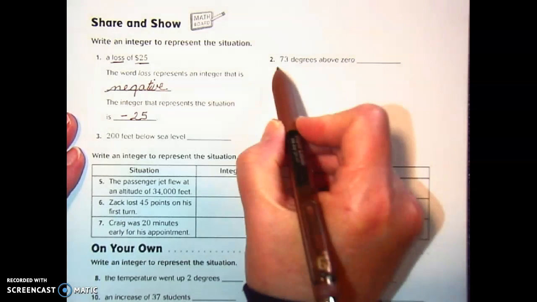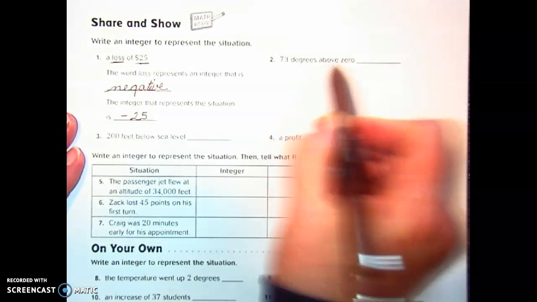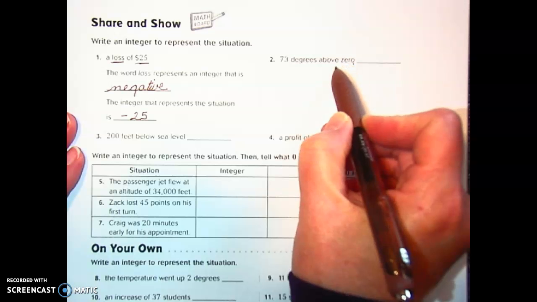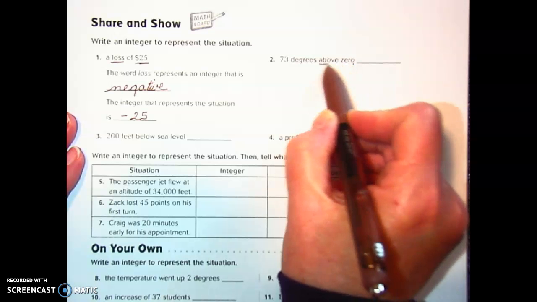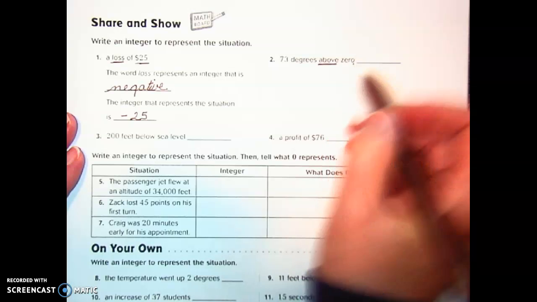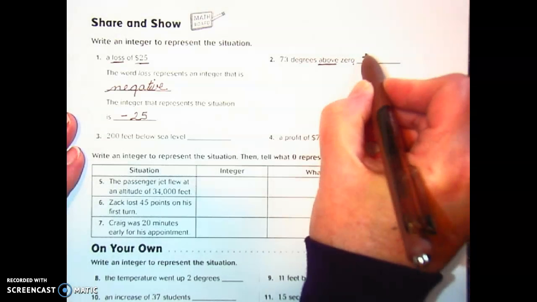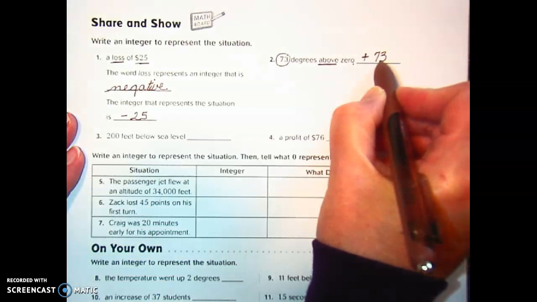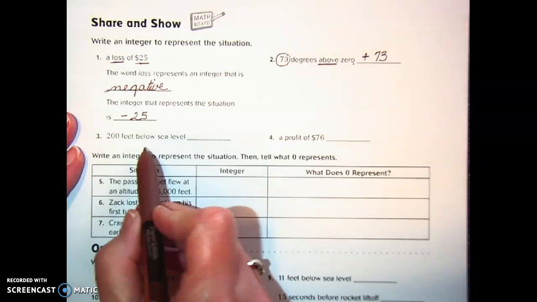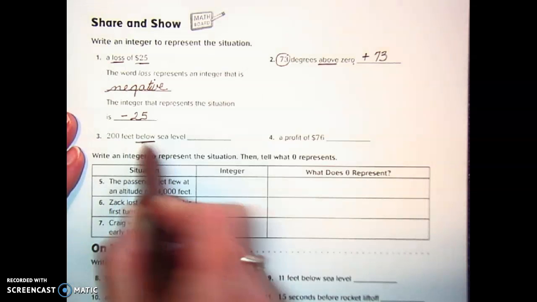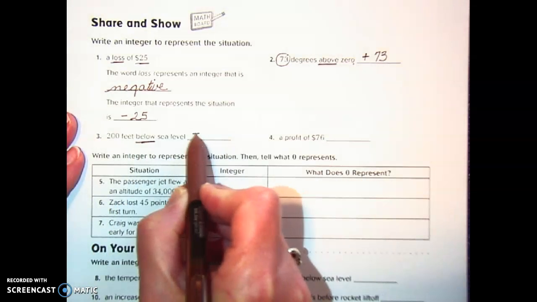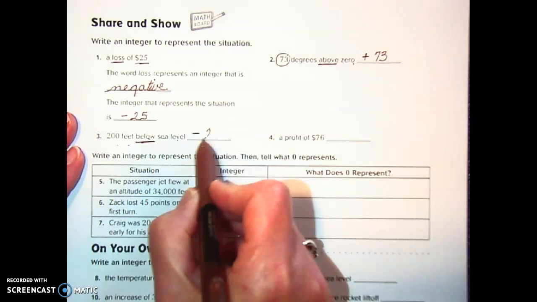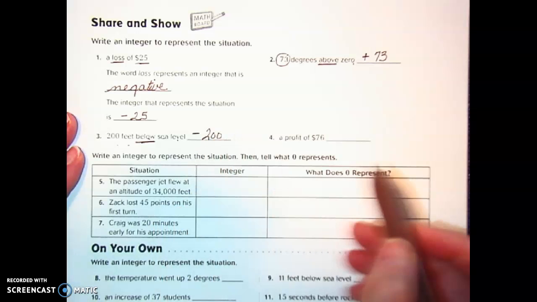Let's go over here to number 2. 73 degrees above 0. Remember on the first page, it said below would be a negative. So above is going to be a positive, and our integer is going to be positive 73. Here again we have the word below. That tells us our number is going to be negative. 200 feet below sea level. So we're going to have a negative 200.